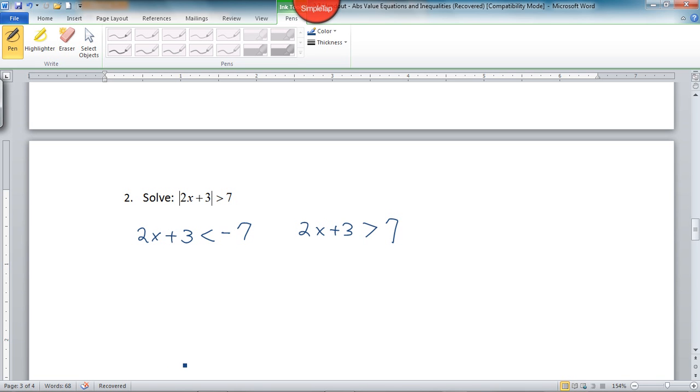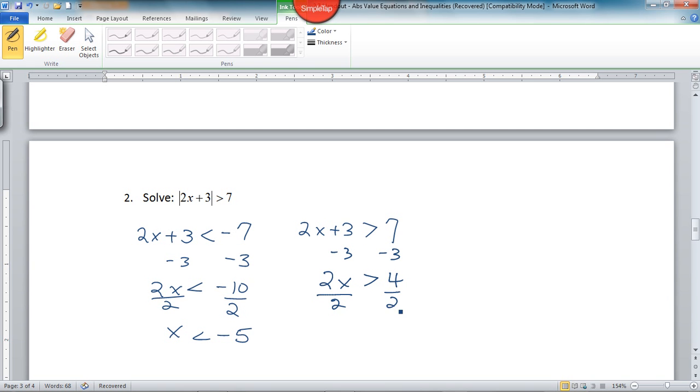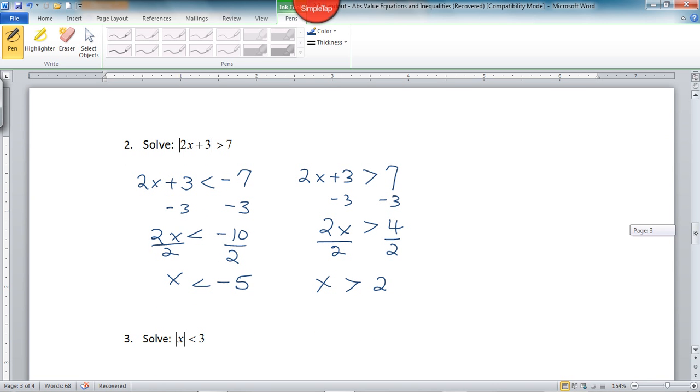All right, so now what would that mean? Well, we subtract 3, and we got 2x is less than negative 10, divided by 2. So we've got x is less than negative 5. On this one over here on the right, subtract 3. 2x is greater than 4. Divide by 2, and we've got x is greater than 2. So our solution set then are those two inequalities there.